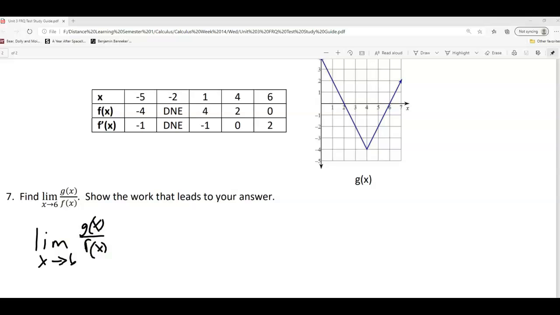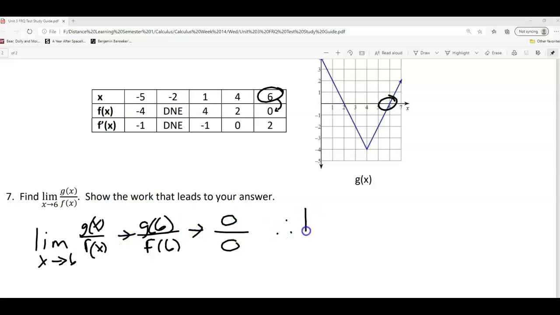Now let's see what that is. If I were to plug 6 into g and f, let's see what those things come out to be. Now f of 6, as you can see, is 0. So there's my first 0, so it's already undefined. And g of 6, the y value at that point, is also 0. And sure enough, we got another L'Hopital situation.